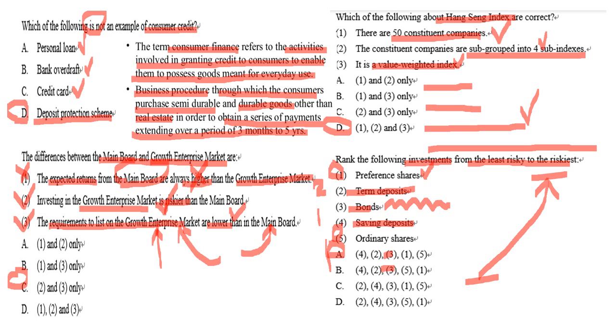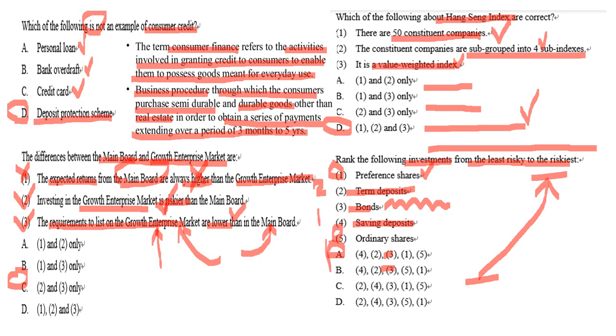Not an example is what you said. Deposit protection scheme is a kind of scheme to protect deposits at the bank or financial institution. So this is not consumer credit. But for a personal loan, you can grab a personal loan to buy a car, something like that, or buy a TV set, mobile, like that. Credit card is a kind of revolving consumer credit.